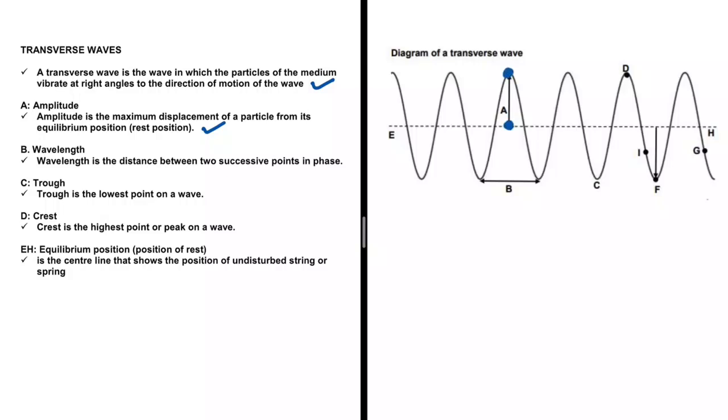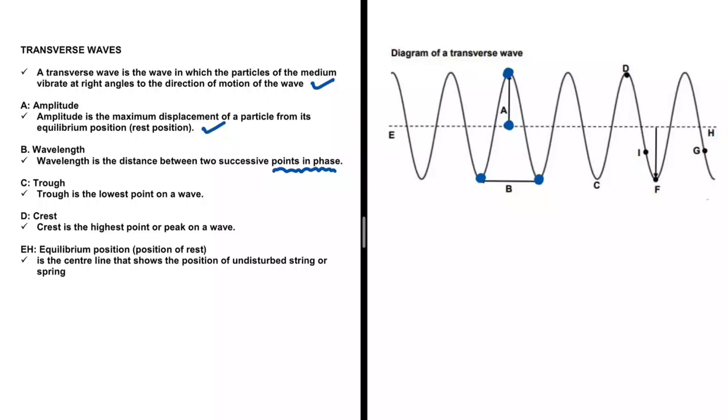And then another characteristic we can look at is the wavelength. The wavelength is the distance between two successive points that are in phase. Don't worry about what in phase means at this point. We're going to touch on that at a later stage. But wavelength is the distance between two successive points that are in phase. For instance, look at B, running from this point here up to this point. Between these two points, we have one complete wavelength.